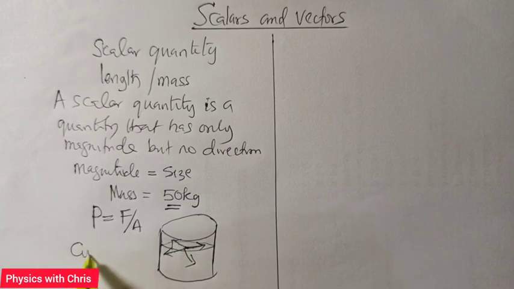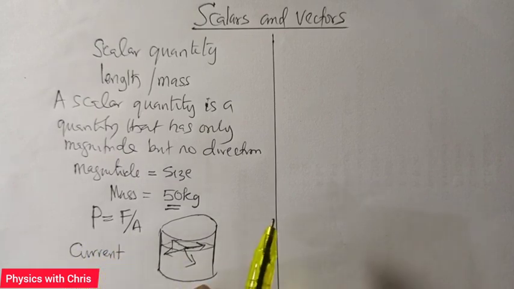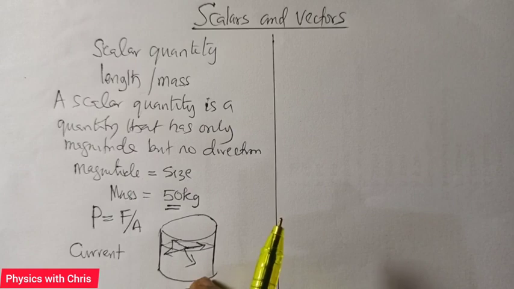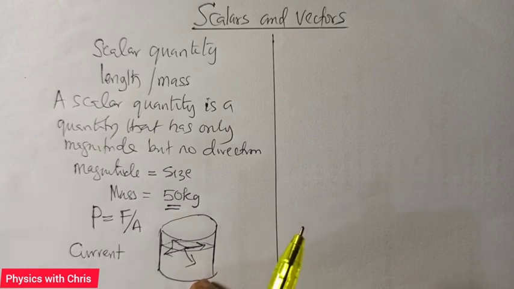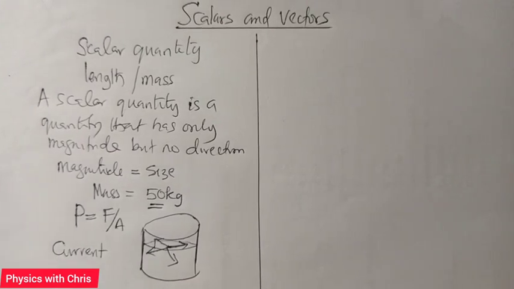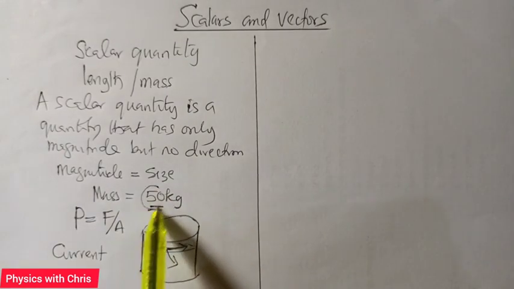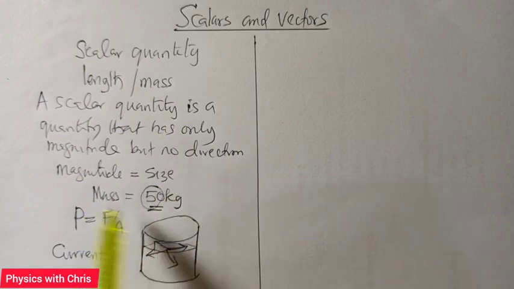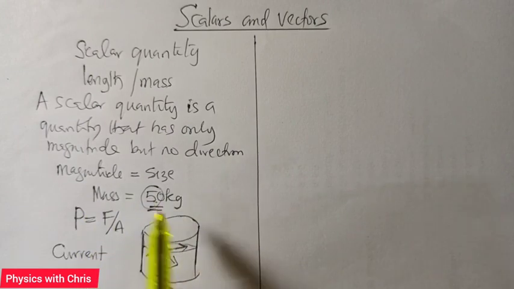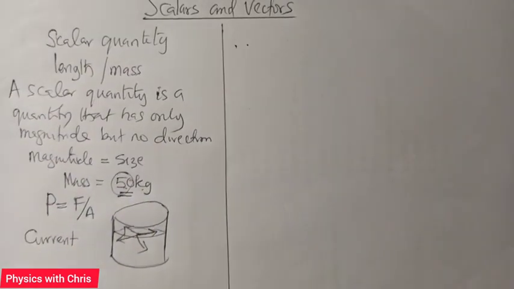How about current? We expect current to be a vector. Current flows in a particular direction, especially direct current in a circuit. But when we start manipulating current, it doesn't follow vector operations. It follows algebraic operations when we are dealing with current. So we see that scalar quantities are quantities that are represented completely by stating only their magnitude.